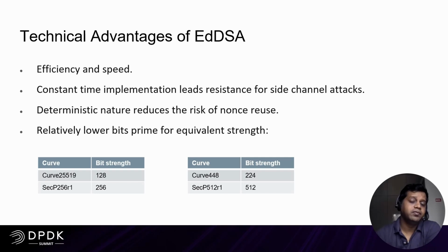1. EdDSA performs faster signature creation and verification than traditional algorithms like ECDSA and RSA. Number 2, it has no variable time operations, so reducing susceptibility to side-channel attacks. Number 3, it is deterministic in signature generation, meaning the same message always results in the same signature because no random source is used. Number 4, EdDSA achieves the same or better security than ECDSA for the same key size. For example, to achieve the same security strength as ECDSA curve secp256r1, Curve25519 needs only 128 bit.